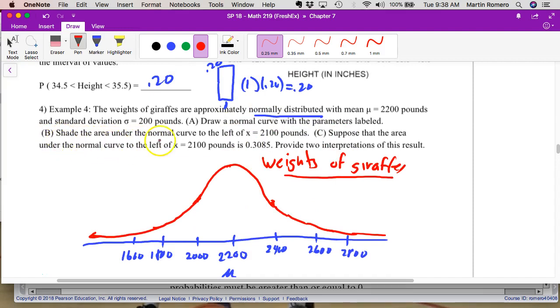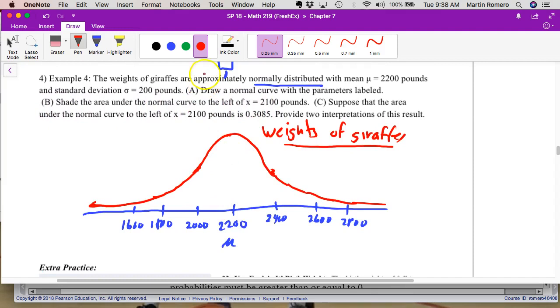Part C, shade the area of the normal curve to the left of x equals 2,100 pounds. So let's go ahead and find 2,100. Here's 2,100 right there. What does that area look like? It looks something like this. This is the area in green. So shade the area. I did that.